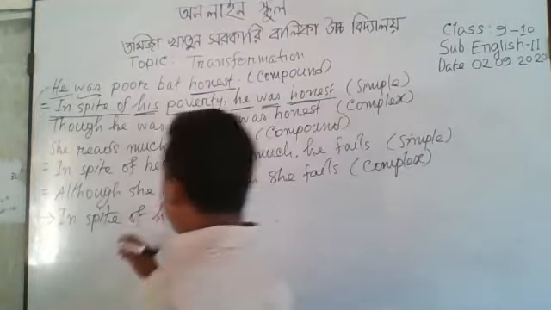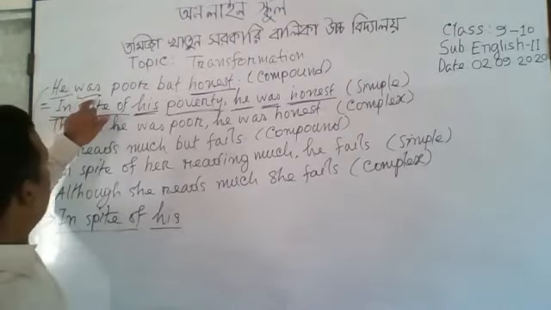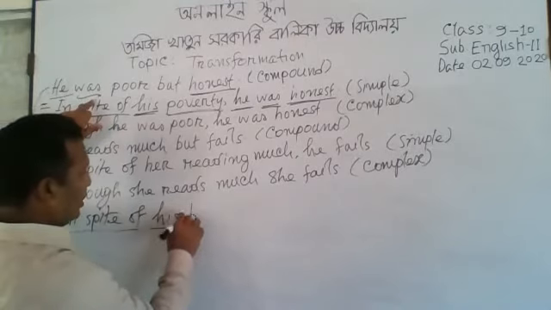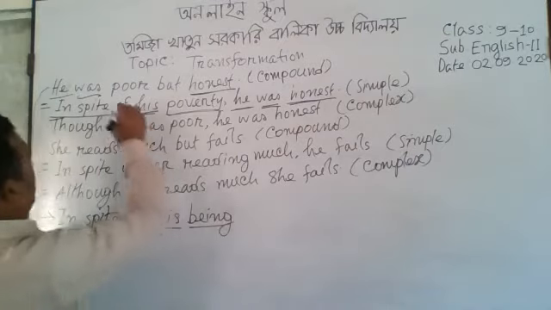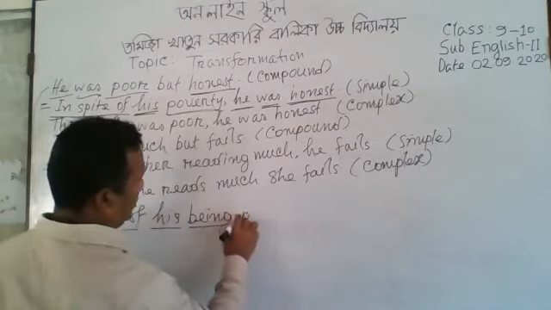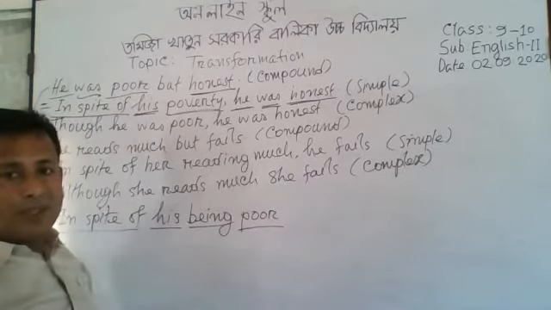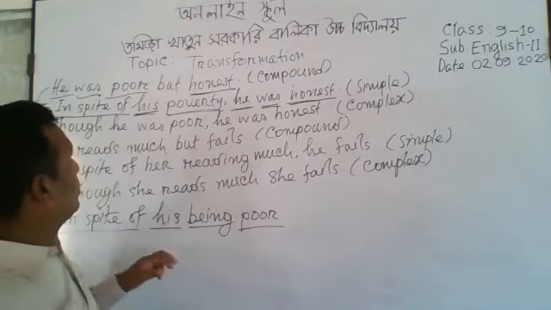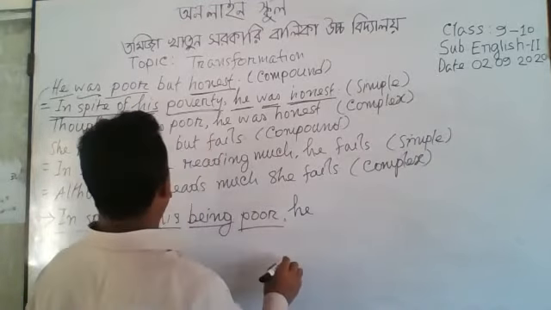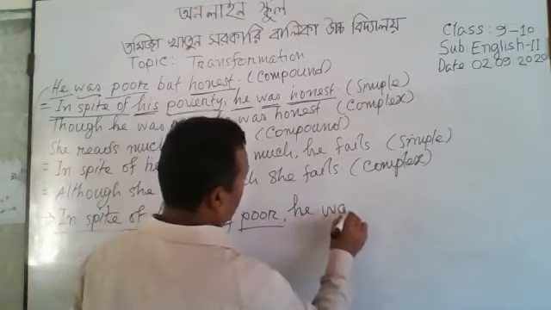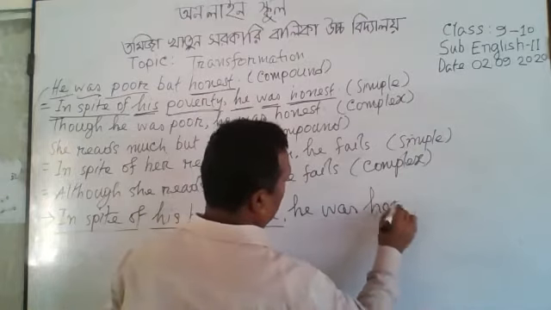So instead of his, being, as there is a be verb, there will be being, and the adjective will not change. The adjective will not change. Because it is being poor. Again, the pronoun of the subject and main verb, and the last part: He was honest.